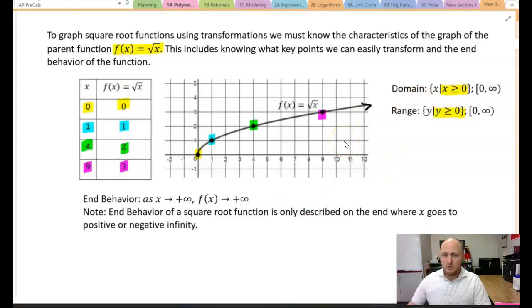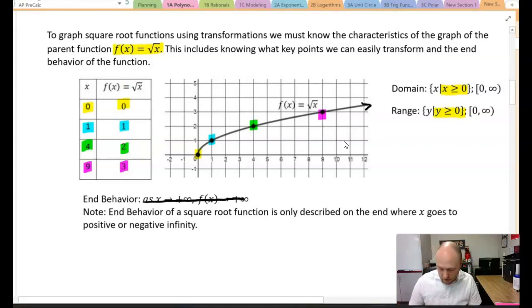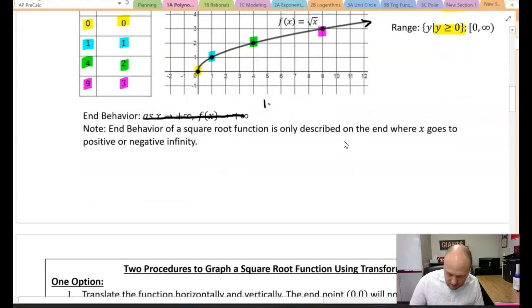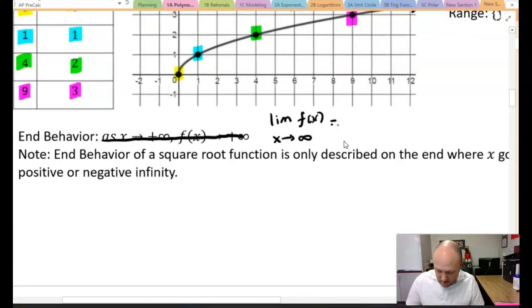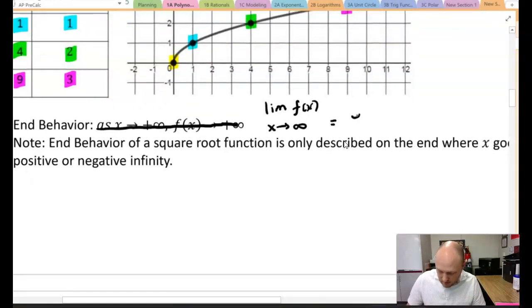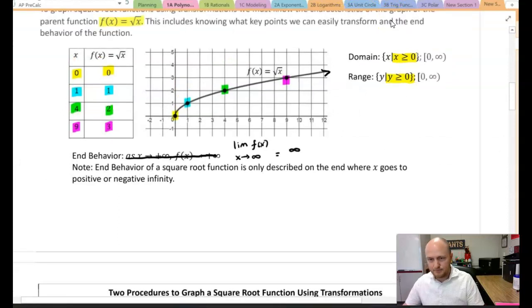End behavior. There's only one end behavior. And please do me a favor, this needs to be adjusted. I'm going to scratch out this notation and give you the limit notation. So the limit of this function, we'll call it f of x, as our x values increase unbounded, x going to positive infinity, the y values are going to increase unbounded towards positive infinity. So we only have one end behavior on the right hand side.